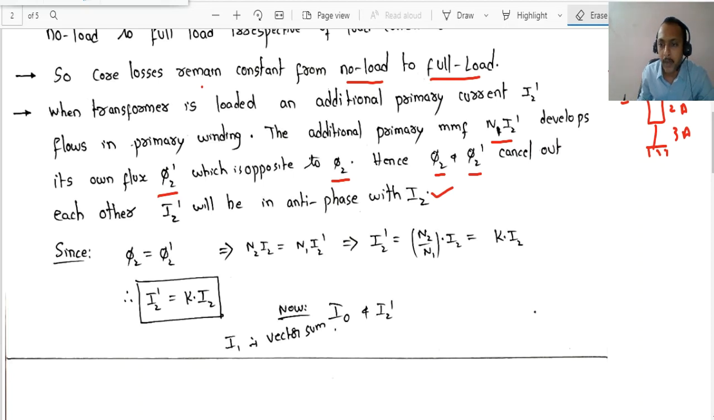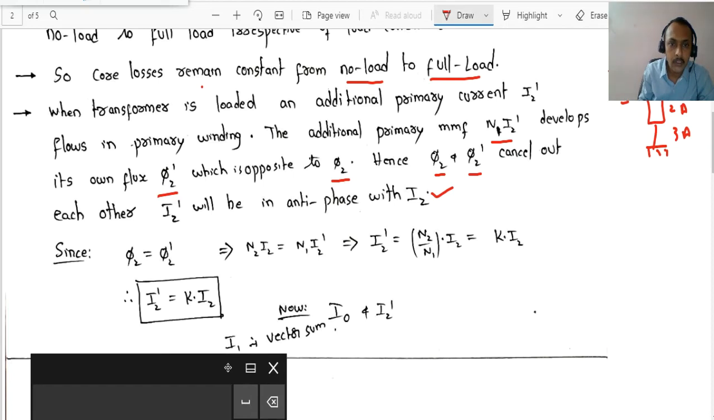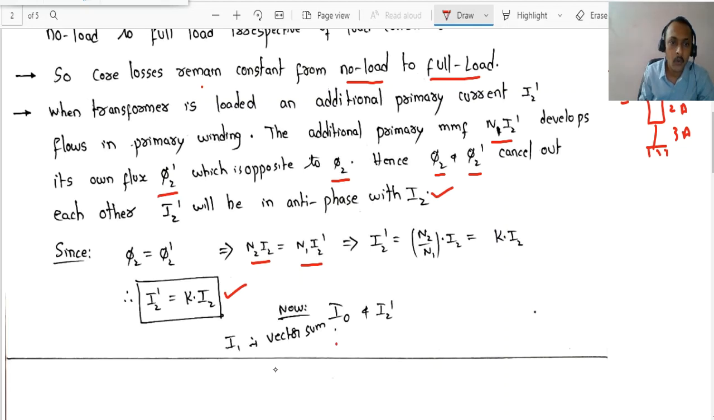So it is given by N2 I2 equal to N1 I2 dash. From this, I2 dash will be how much? N2 by N1 into I2. But we already know that N2 by N1 equals K. Therefore, I2 dash is equal to K times I2. Very, very important: I2 dash is equal to K times I2.